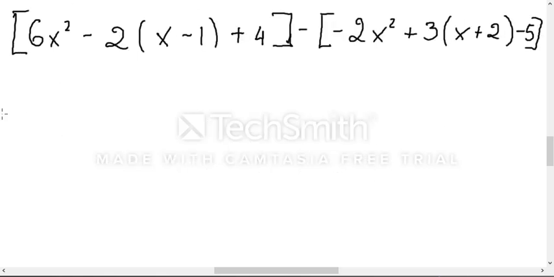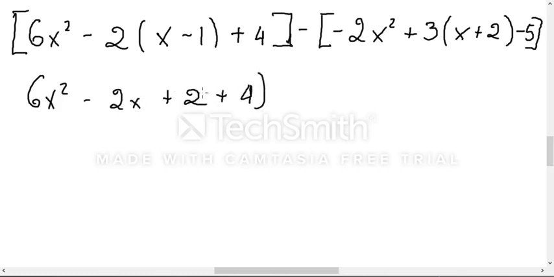Same thing on the next one: we're going to continue distributing, working on the inside of the brackets, and combining our like terms. So we have 6x squared, and if I distribute the negative 2, we get a negative 2x plus 2. And then we have a plus 4, minus, and then in the bracket again, I'm going to distribute the positive 3. We have a plus 3x, plus 6, and a minus 5.